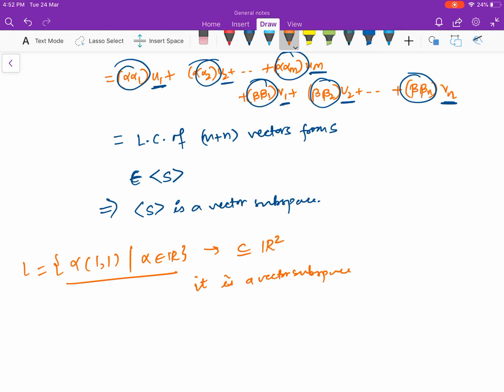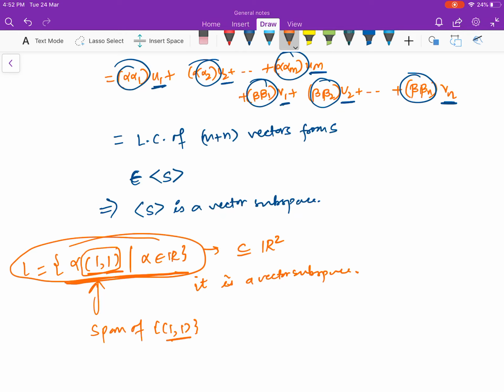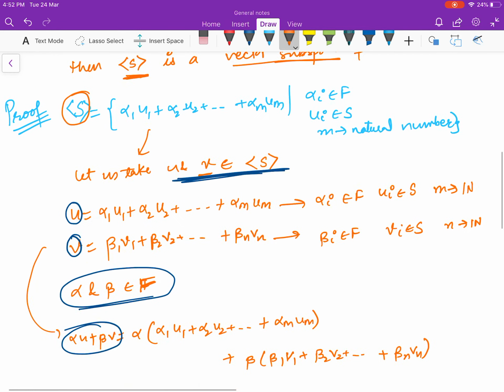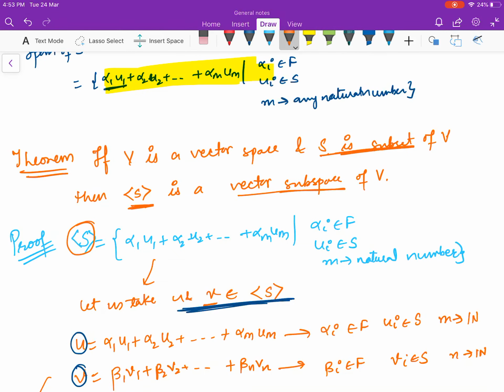You see, you don't have to prove anything. You can just say that this is a span of a set. This is a span of (1, 1), because everything here is a span of (1, 1). So straight away you can say that this is going to be a subspace, because span of a set is always a subspace. So this result is useful in proving many results and many questions also. We'll see this in future. Thank you.